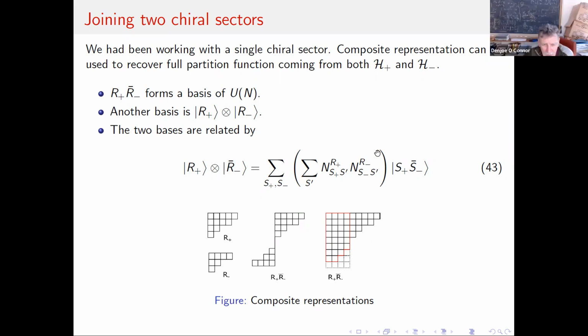Why is this a natural construction? It looks completely ad hoc to me, but presumably there's something. Yeah. So going from U(N) chiral theories to the full Hilbert space, it has been noticed that composite representations are simply the ones that actually work. The reason has something to do with overcounting.